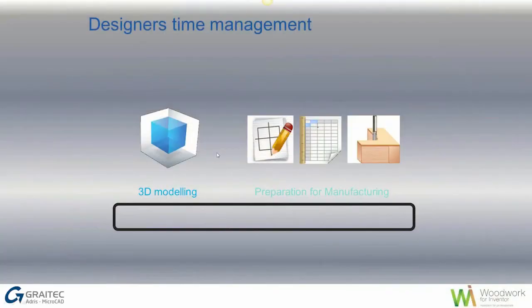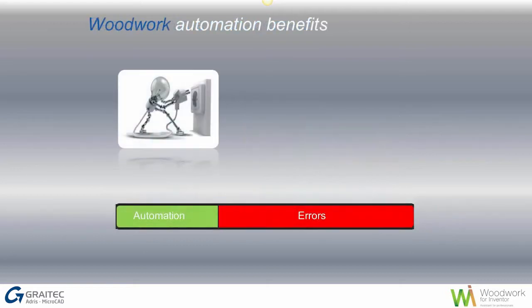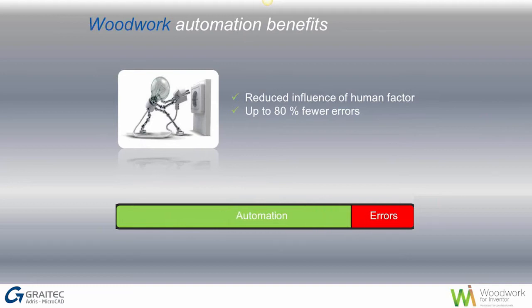So we're going to look at first some of the design and time management issues you have with woodwork and in modelling. You tend to see maybe 40% of your time spent on the 3D modelling process, and perhaps 60% of your time may be spent in the preparation for manufacturing, so sorting out your bill of materials and your machining and so forth. So Woodwork for Inventor brings in automation which helps reduce some of these errors and therefore speeds up the time. You've got reduced influence of human errors, so human factors coming into it, and up to 80% fewer errors, so more automation and less errors.